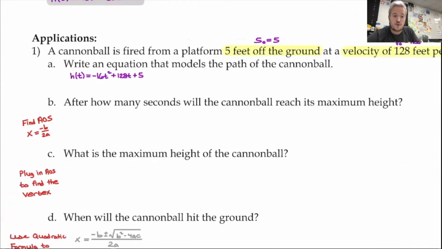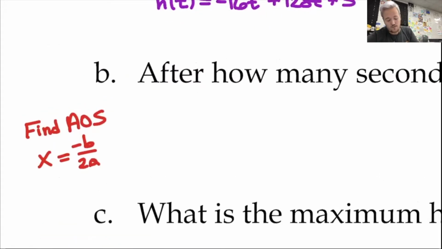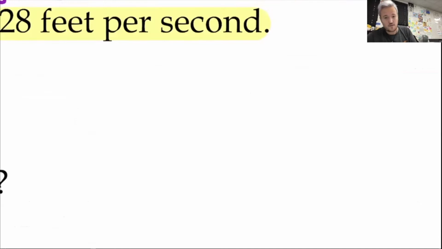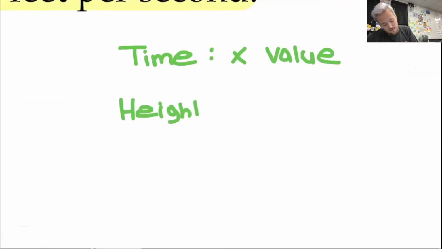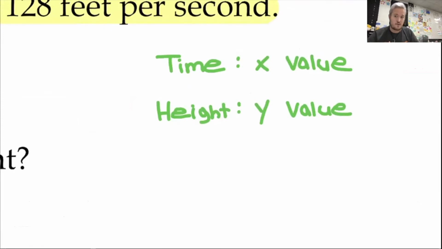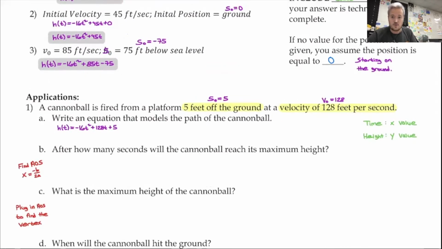All right, so now you want to do part B, which is after how many seconds will the cannonball reach its maximum height? So here's a good rule of thumb for you. I'll do this off to the side over here. Anytime it's referencing time and it wants to know a specific time, we're looking for an x value. But anytime it's looking for a specific height, that's going to be looking for a y value. So if I'm asking when, that's asking for an x value. If I'm asking what's the height, I'm asking for a y value. So you have to be very strategic as to what exactly we're looking for.